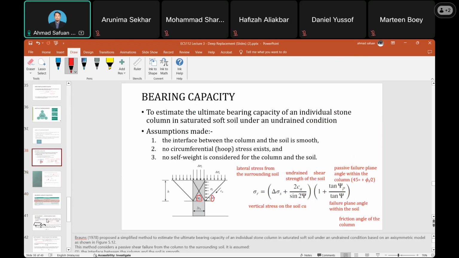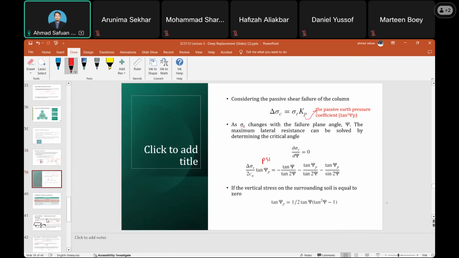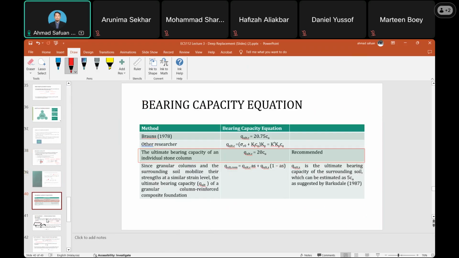I'm not sure why they came up with this approach, but later on, this is the common type of bearing capacity equation. So we have four equations to estimate the bearing capacity. The first one is from Brown, where Q ultimate is equal to 20.75 Cu.